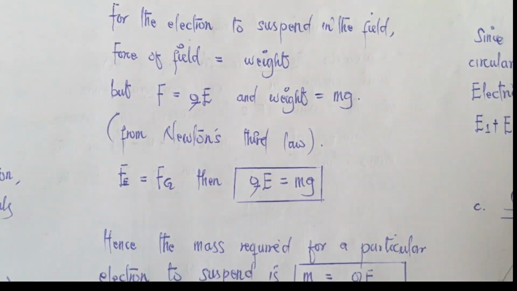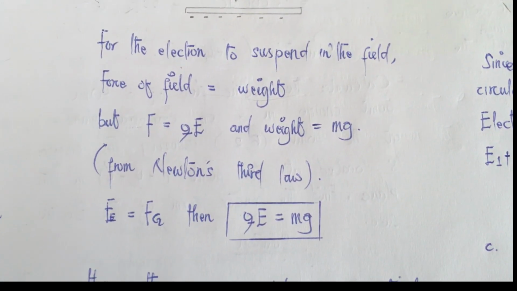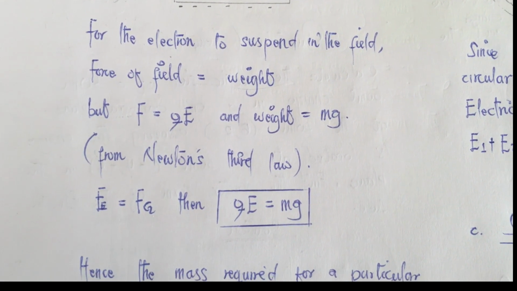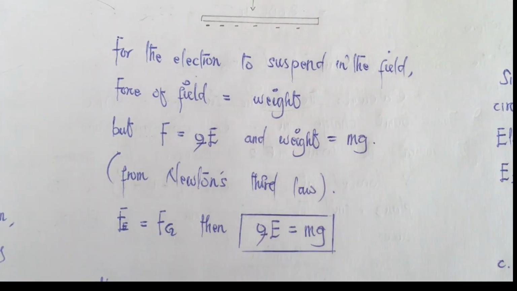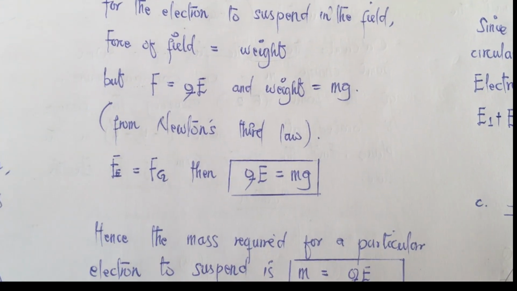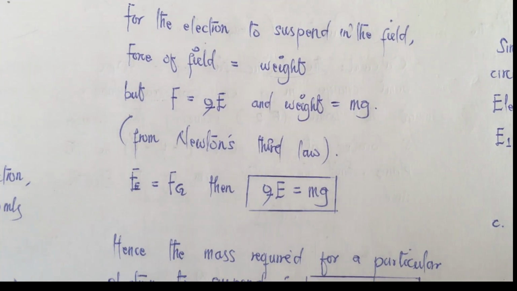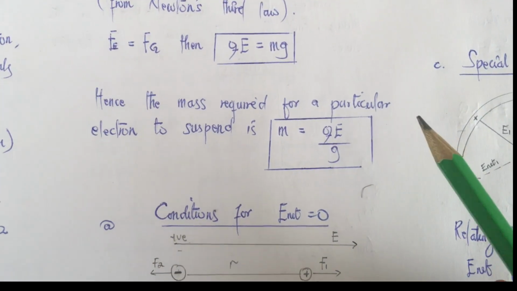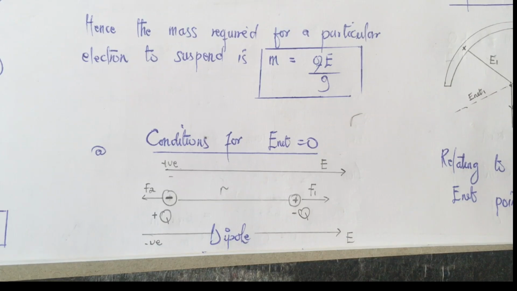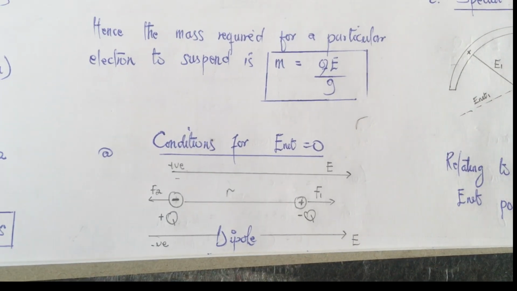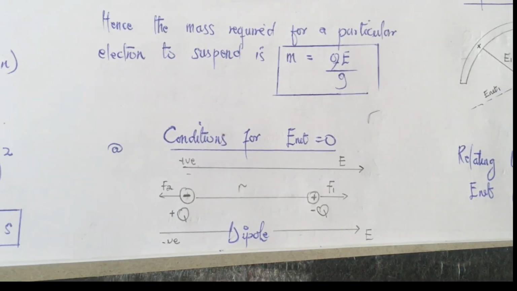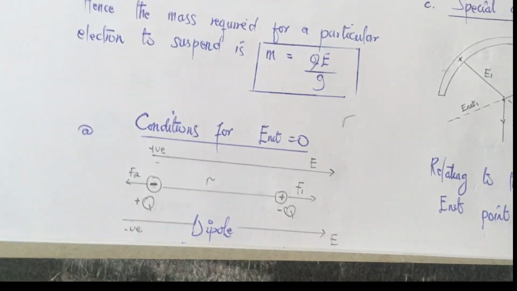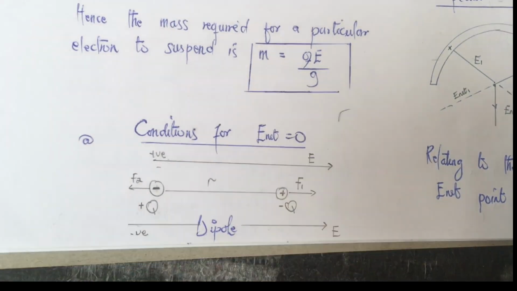So if you are given an electric field and a charge, to determine the mass the electron should have in order to suspend in the electric field, you have to use this formula to find the mass. I'm having several questions that I'll be posting that will make you understand it better. After I post them, you try them, and you get a better understanding of it.